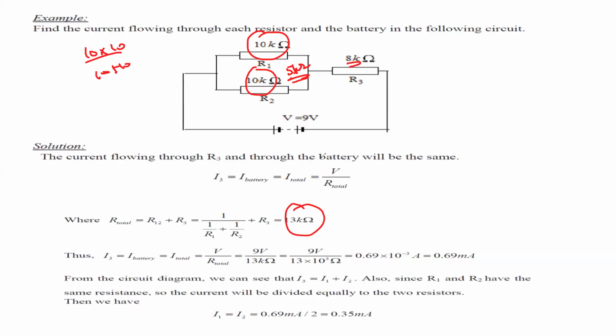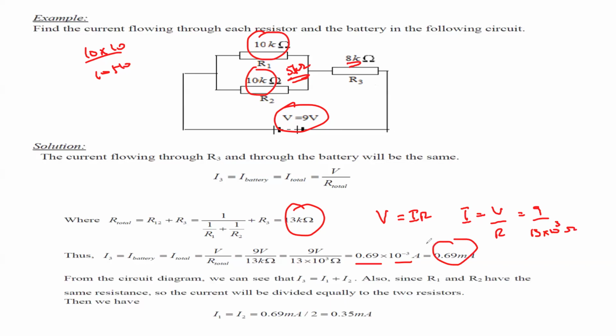That's the total resistance. We know the total resistance and we know the total voltage, so we can use the formula V equals IR. The total current will be total voltage over total resistance. 9 is the total voltage and the total resistance is 13 kilo ohm, so 13 times 10 to the power 3 ohm. So we get 0.69 times 10 to the power minus 3 ampere, or 0.69 milliampere.